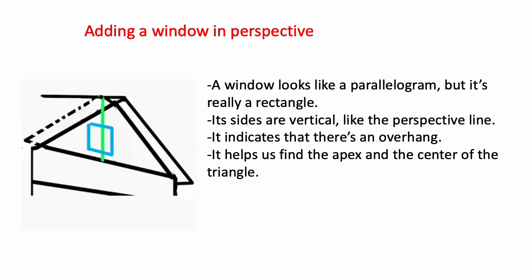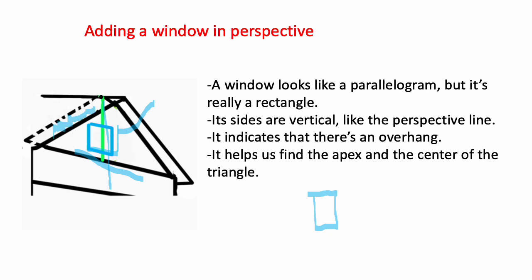A window helps this image become more understandable. It looks like a parallelogram with no true right angles, although we know, in fact, it is a rectangle with perpendicular corners. Its sides are vertical, like the perspective line, and its bottom and top slant with the house. Since this window appears closer to the left than the right side of the roof, we know there's an overhang with part of the triangle hidden underneath right here.